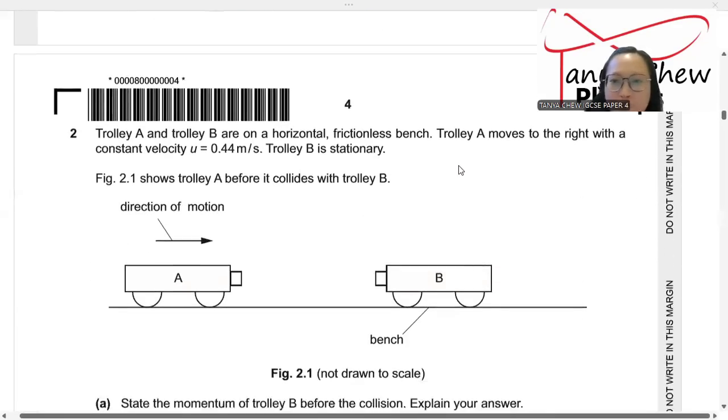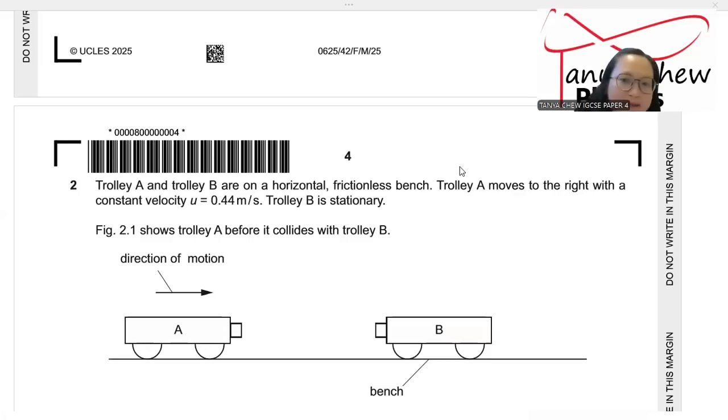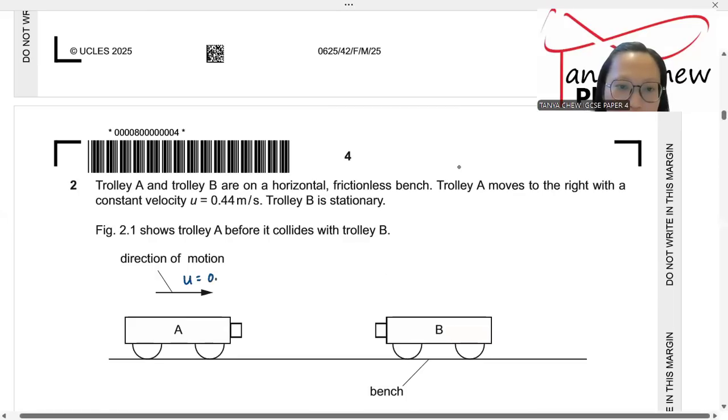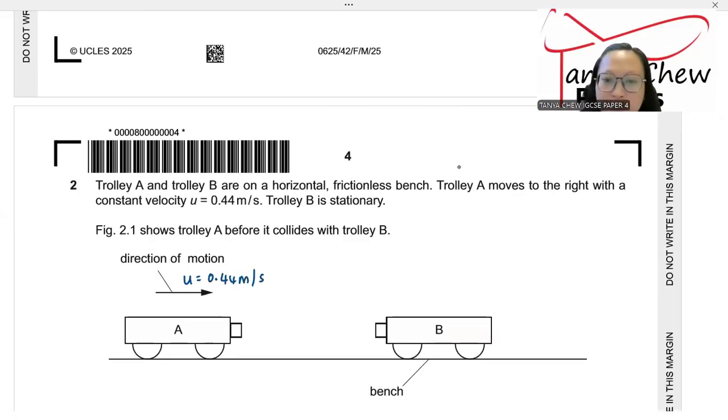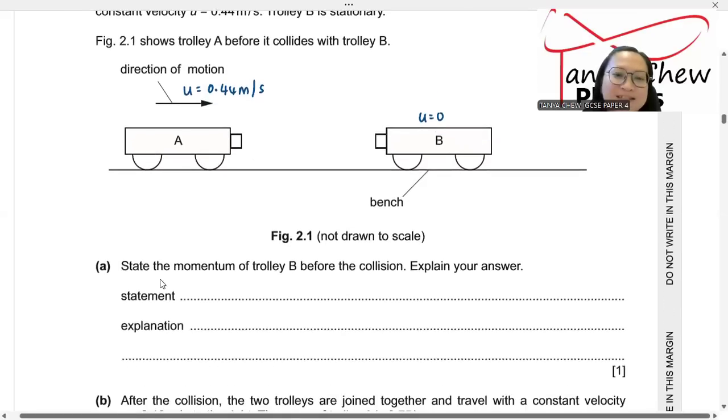Now let us move on to question number 2. Trolley A and trolley B are on a horizontal, frictionless bench. Trolley A moves to the right with a constant velocity, U is equal to 0.44 meter per second. I better write it down. This is U equal to 0.44 meter per second. And trolley B is stationary, meaning to say that U is equal to 0. Fig 2.1 shows trolley A before it collides with trolley B. A, state the momentum of trolley B before the collision.